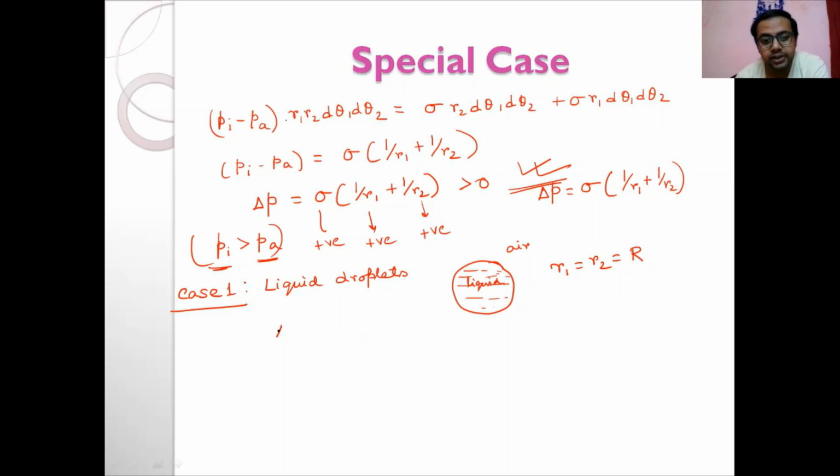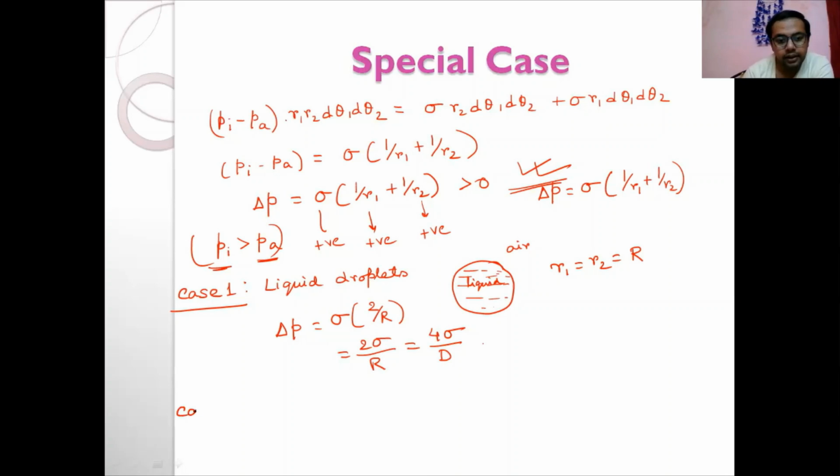Hence the pressure drop for the liquid droplet will be sigma into 2 by R. So 2 sigma by R, or we can write it as 4 sigma by D. That is one equation: 4 sigma by D for the case of liquid droplets.